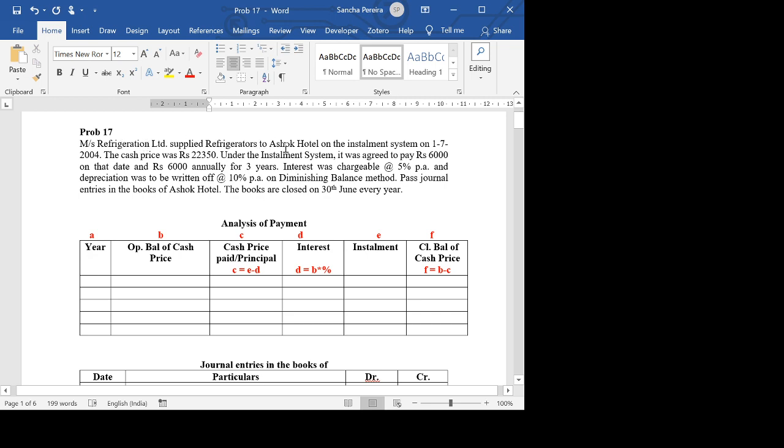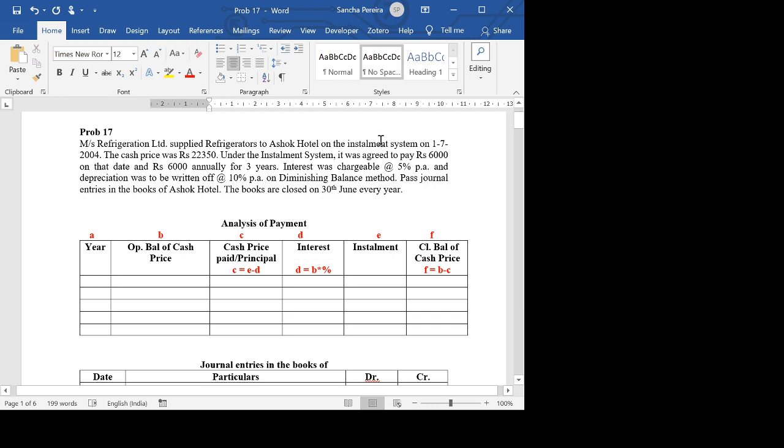Normally, why I asked you this, because they normally start with the buyer first. So don't get confused. Don't just pick up the names. Read the sentence. They said Refrigeration Limited supplied refrigerators to Ashok Hotel. So Ashok Hotel becomes the buyer. Refrigeration Limited becomes the seller. On the installment system.